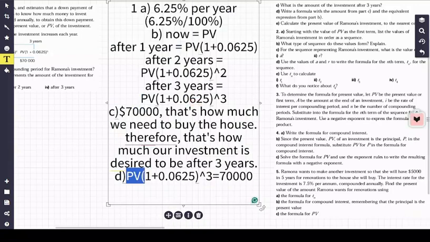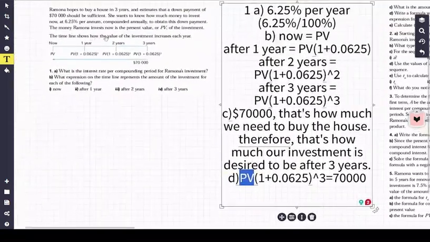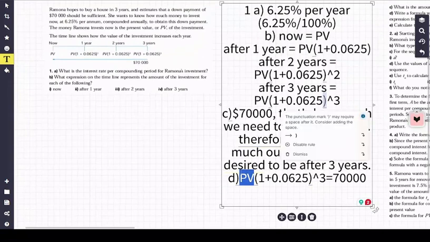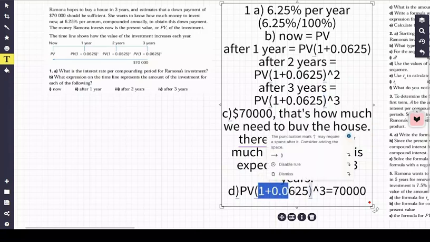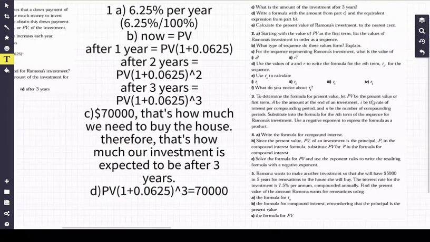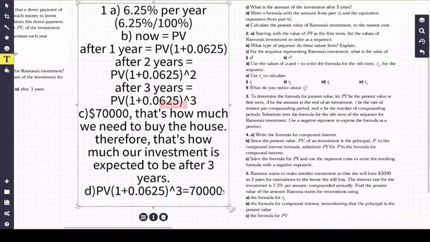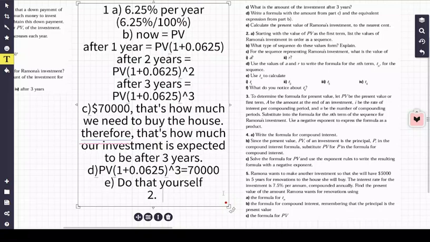So this is our current value that we have, right? As it says, the money Ramona invests now is the present value. So that's how much we have right now. And we're going to multiply this by a 6.25% interest rate for 3 years, and it's eventually going to reach $70,000. And now we need to calculate the present value to the nearest cent. So you can do that. Get yourself a calculator. So do that yourself.